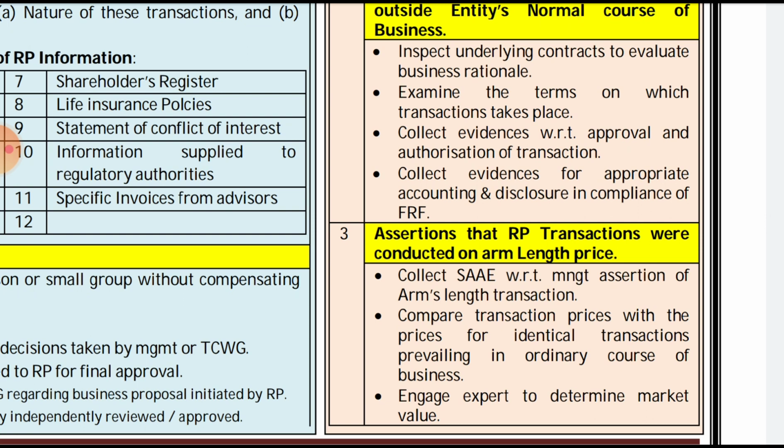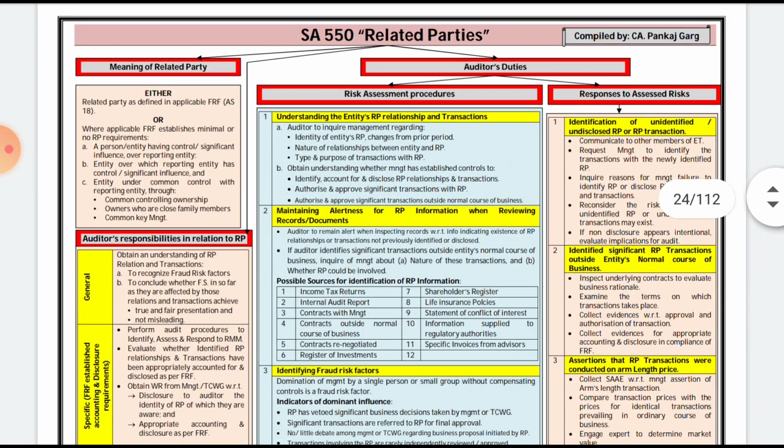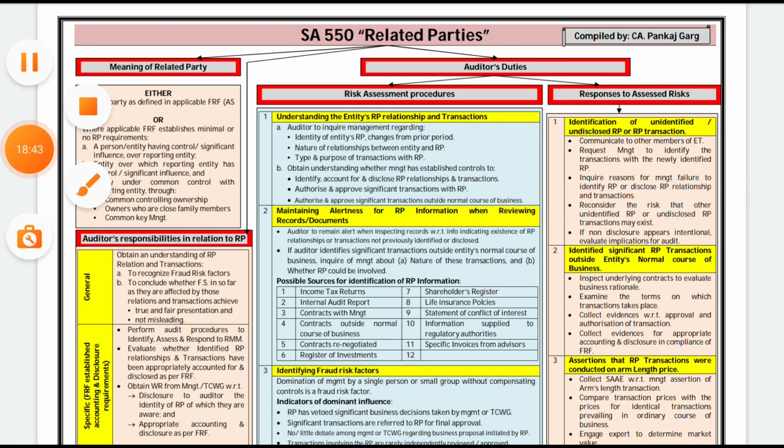Then engage an expert to determine the value. So what we will do, we will first obtain evidence for the management assertions of the arm's length price, then we will compare with identical transactions prevailing in the ordinary course of business, and the auditor can also engage an expert to determine the market value. So with this we cover 550. We are done with this in 18-19 minutes.